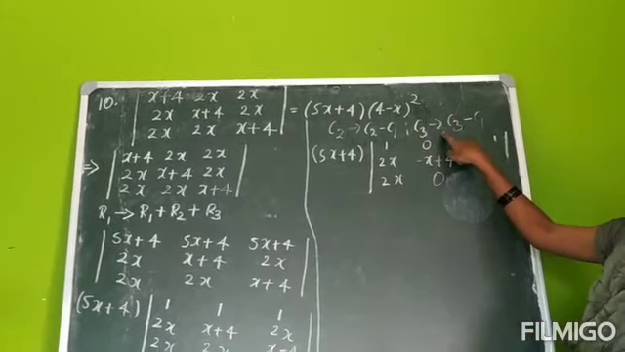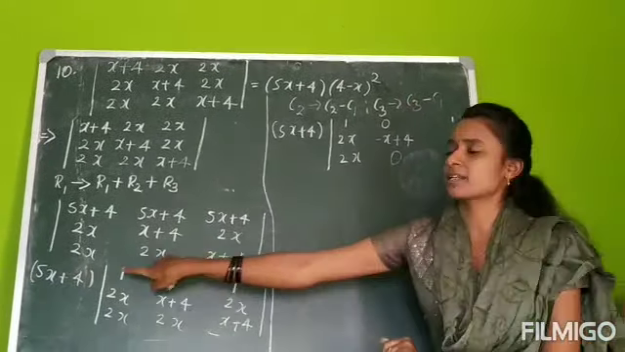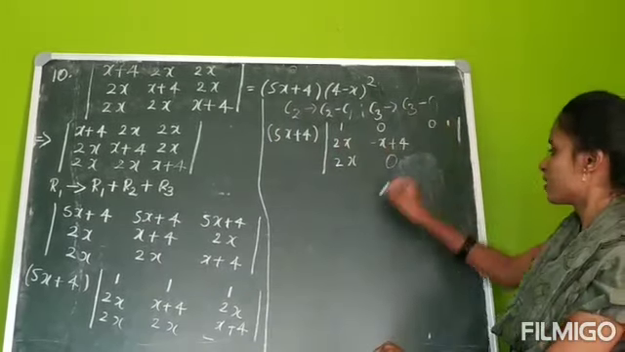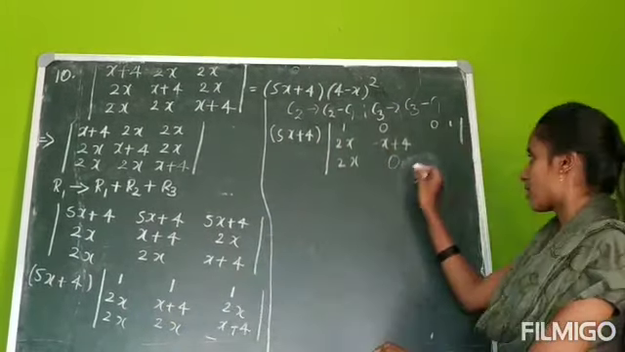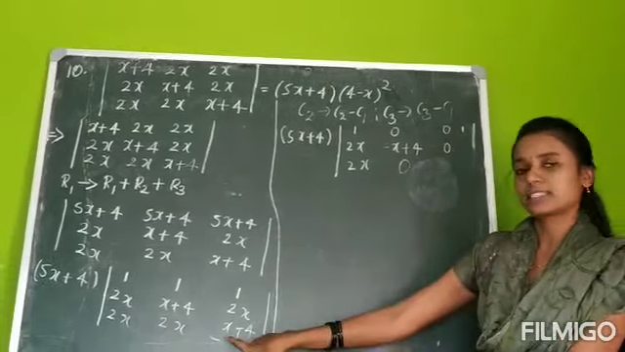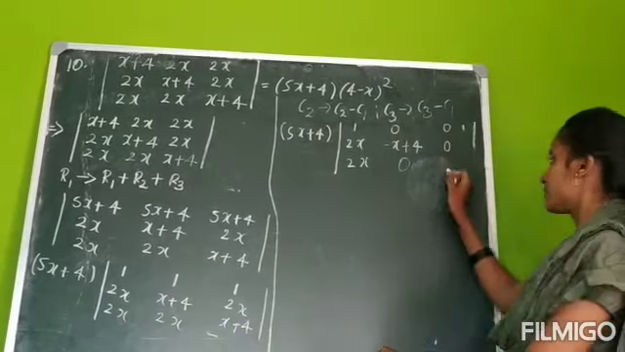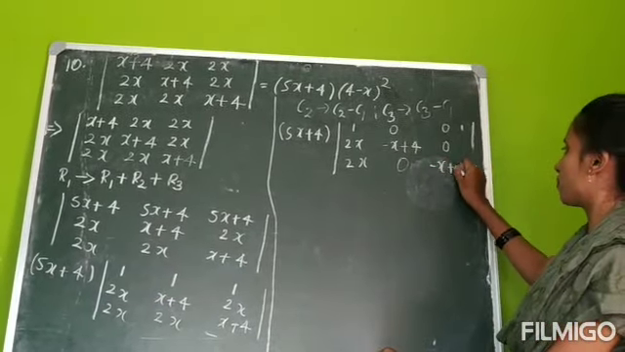I'll go with the third column operation. 1 minus 1 is again 0. 2x minus 2x is again 0. Next is x plus 4 minus 2x, which is minus x plus 4.